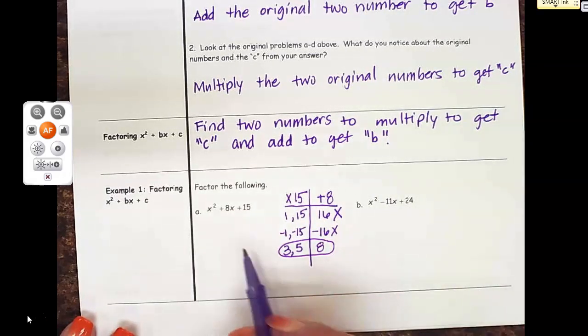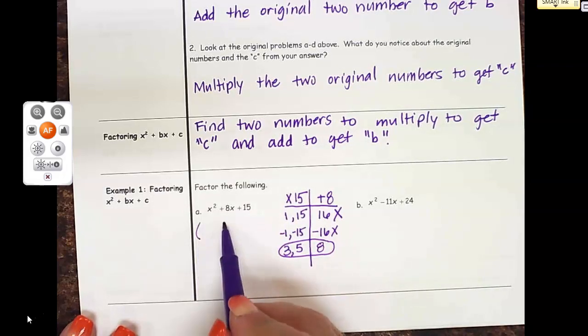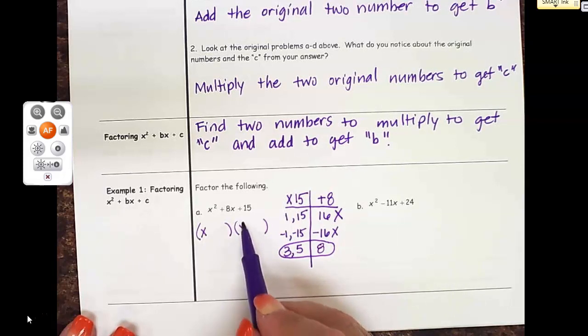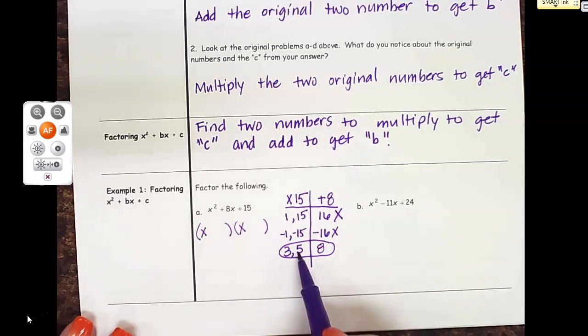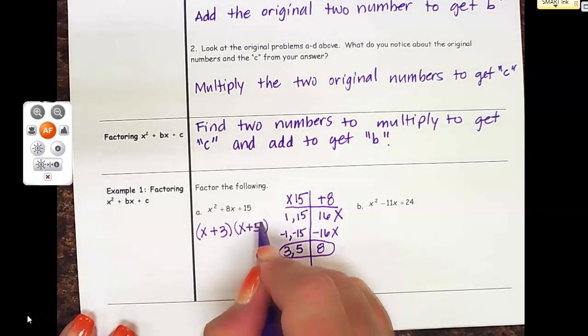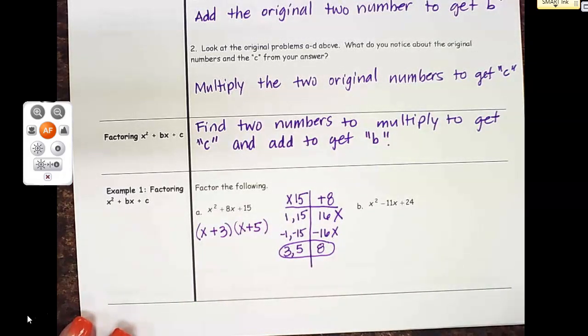So in this shortcut method, I'm going to create two binomials. Each one is going to have an x, and then I used a positive 3 and a positive 5, so I'm going to have x plus 3 and x plus 5. And now I'm going to go through the same process with part B.